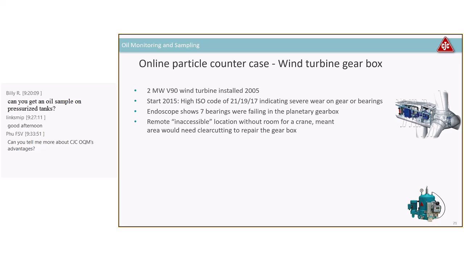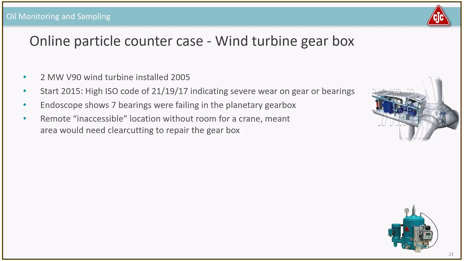The challenge was that this was in an inaccessible location, so they had to make a concrete slab for the crane. They had to clear cut some trees in order to get there and repair the gearbox. So they scheduled the repair for 2016. So now you have more than 1 year where you need to operate the turbine.